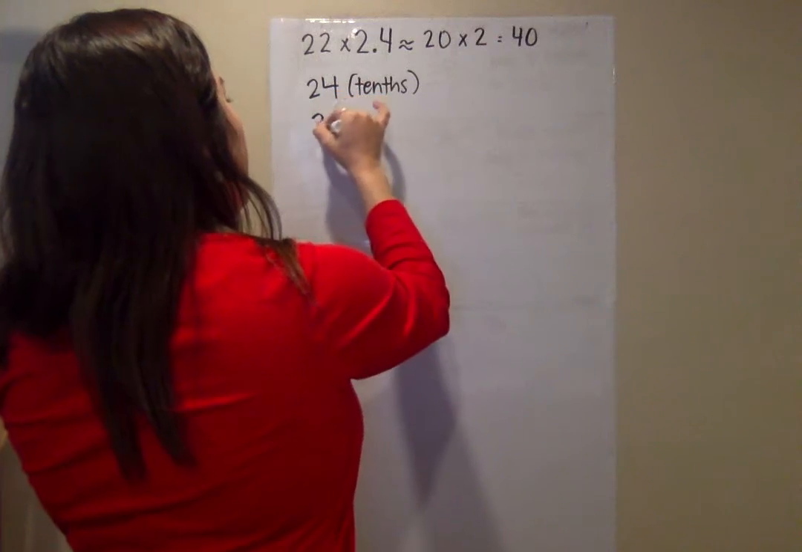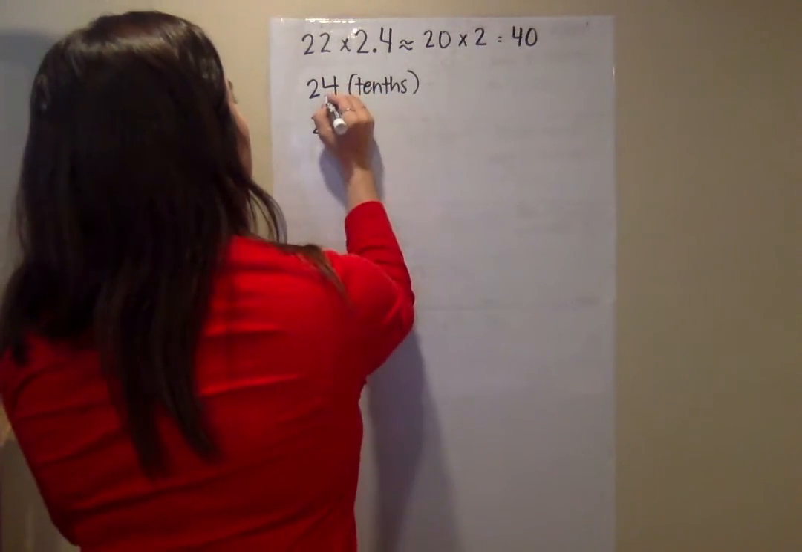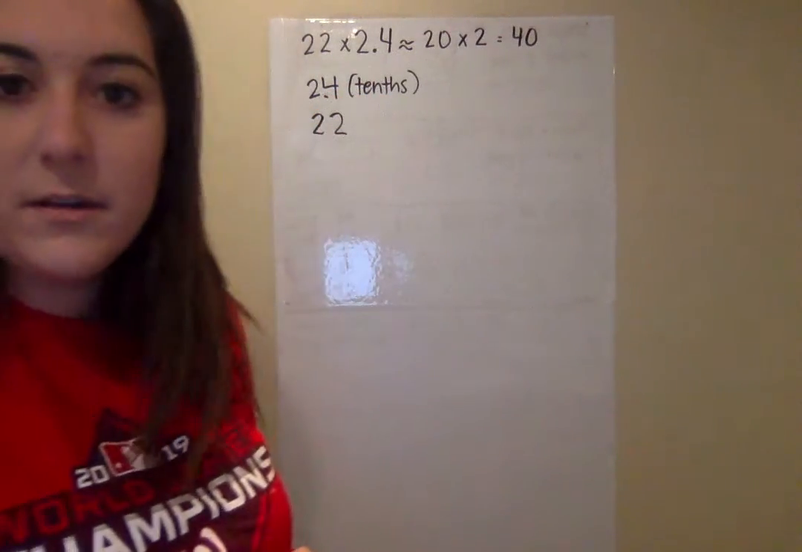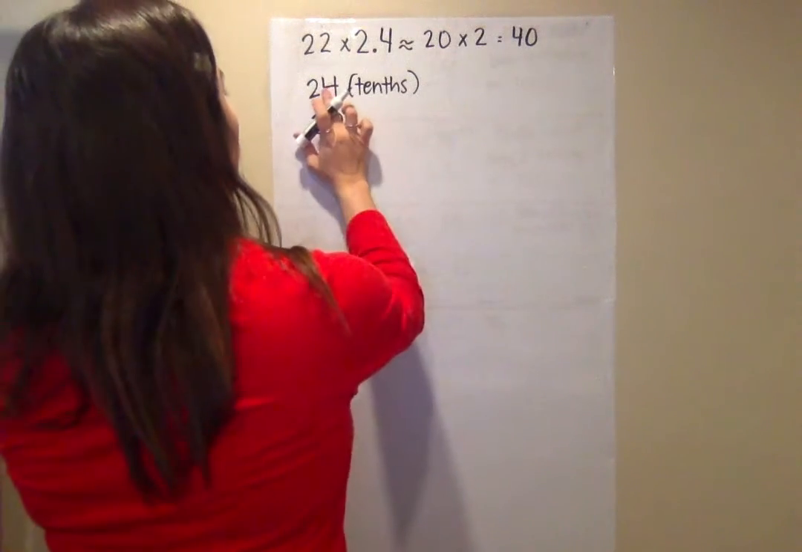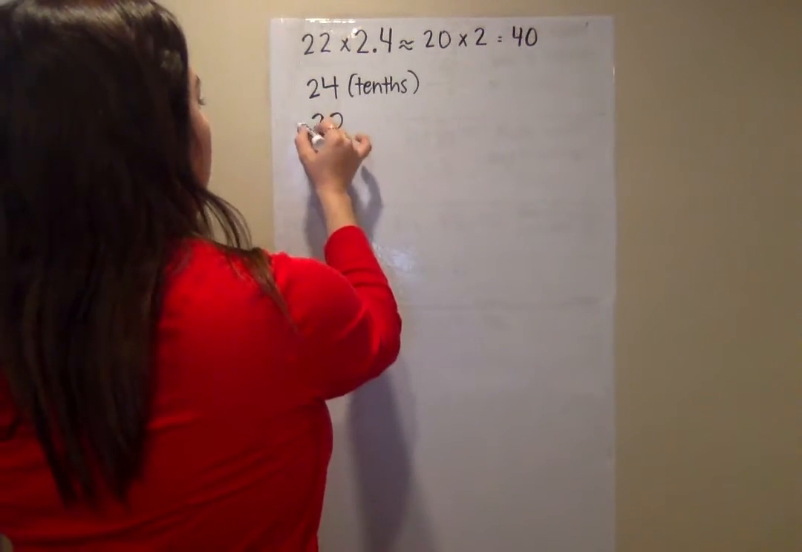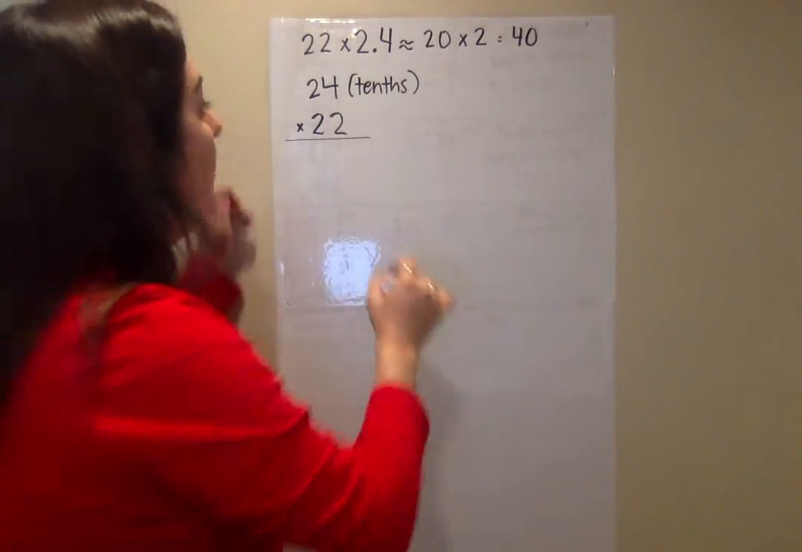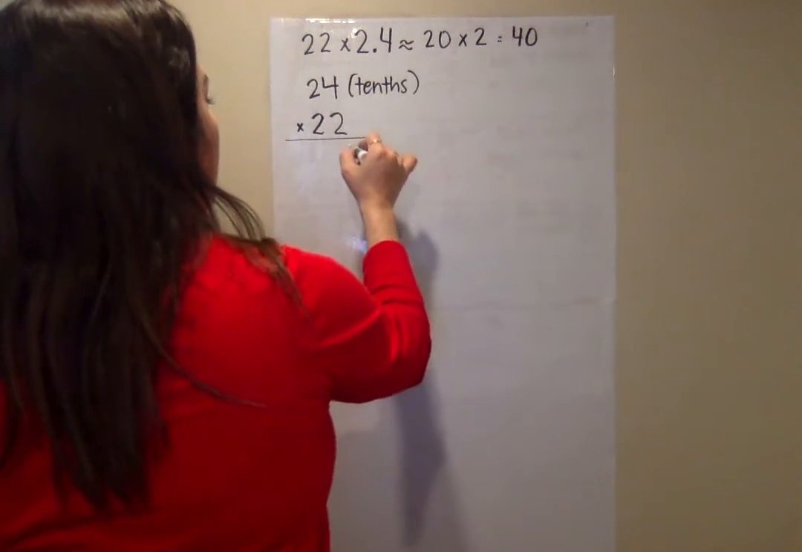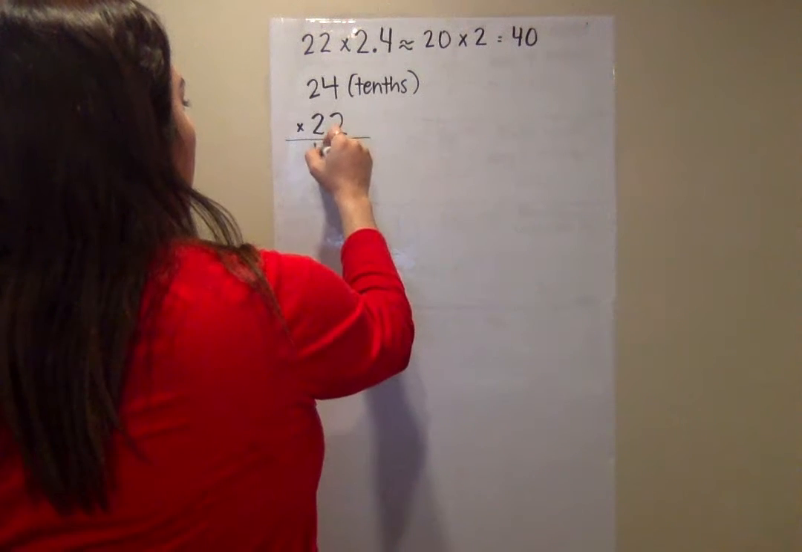All right, they want you to realize that you're thinking of it as a whole number, even though there really is that little decimal in there, okay? So let's just go ahead and multiply using the standard algorithm, all right? So 2 times 4 is 8. 2 times 2 is 4.